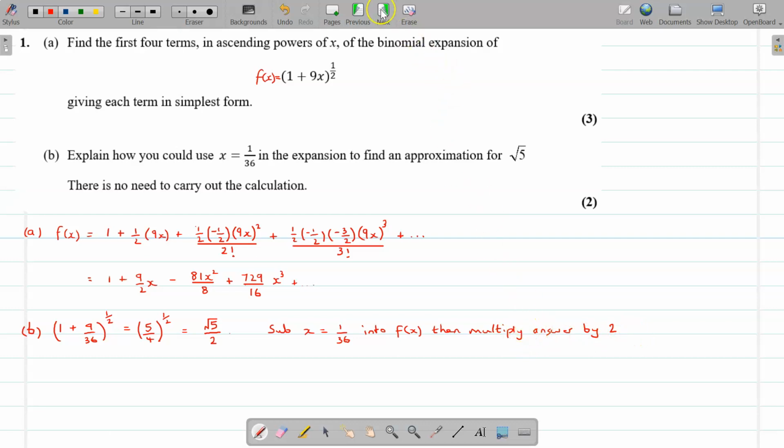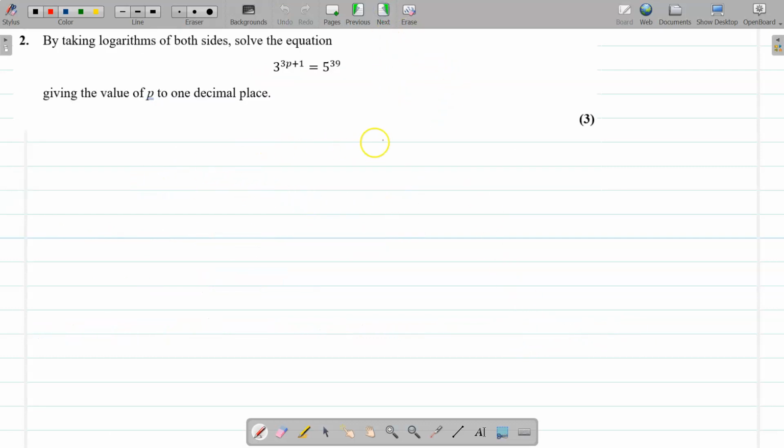Okay, that's it. Next question. By taking logarithms of both sides, solve that equation, giving the value of p to 1 decimal place. Now, you could look at taking logs to base 3 or logs to base 5. To be honest, with a question like this, the best way to approach it is just to use natural logarithms. And I would just do the natural logarithm of 3 to the power of 3p plus 1 equals the natural logarithm of 5 to the power of 39.